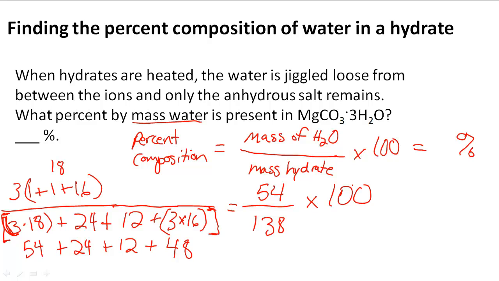When I do 54 divided by 138, I get 0.3913 and many decimal places, but we're only going to use 2 significant digits here. Times 100, I get around 39%. So I'm going to put 39% here and 39% in the answer box.